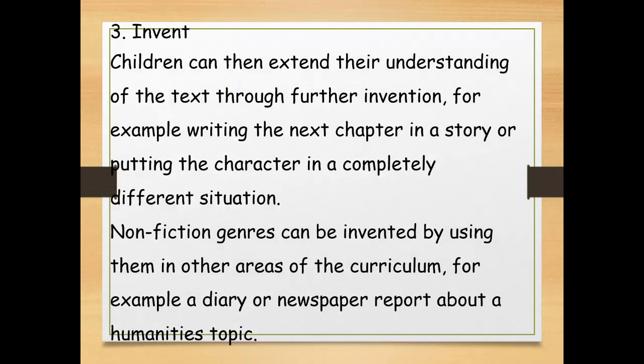The third stage is the invention stage. Children can then extend their understanding of the text through further invention, for example, writing the next chapter in a story or putting the character in a completely different situation. Non-fiction genres can be invented by using them in other areas of the curriculum, for example, writing a diary or a newspaper report about a humanities topic.